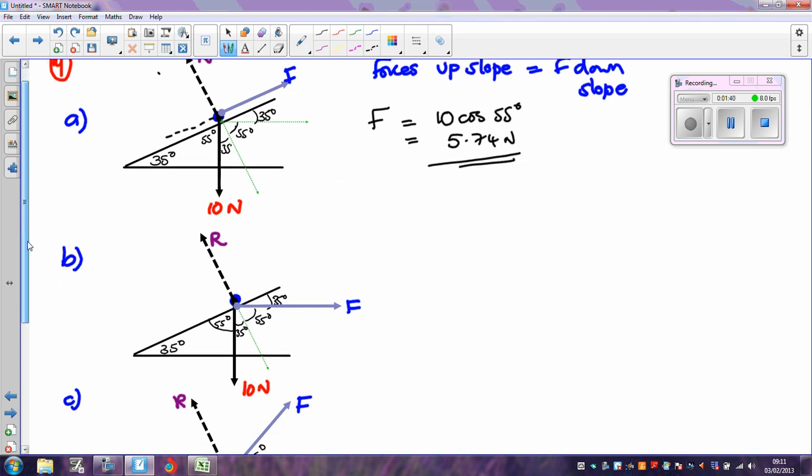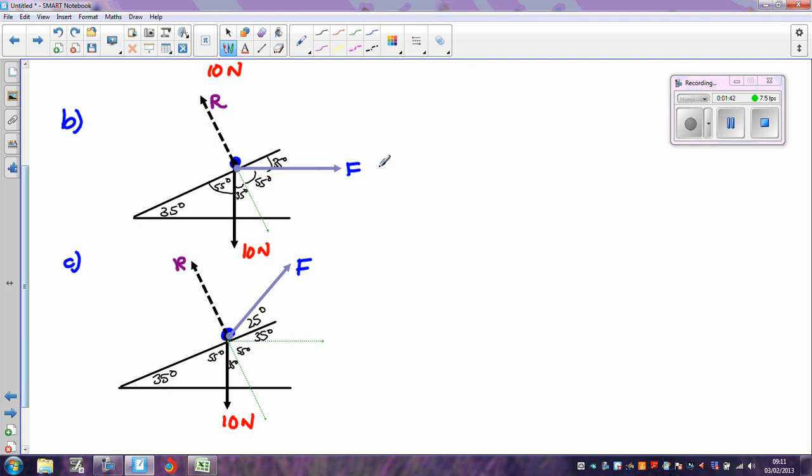Okay, in the second case, the force which is holding the particle on the slope is acting horizontally, and it must be acting towards the right, because if it was acting towards the left, the particle would slide down the slope. So again, we're going to look at the forces which are tending to make the particle go up the slope. Well, that's not just F this time, it's actually F cos 35 degrees, because we're looking at the component of the force which is acting up the slope. So F multiplied by the cosine of this angle.